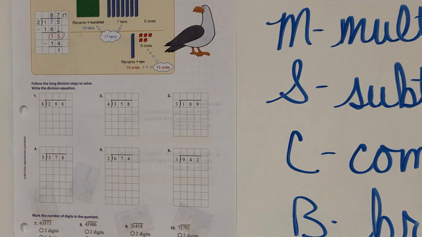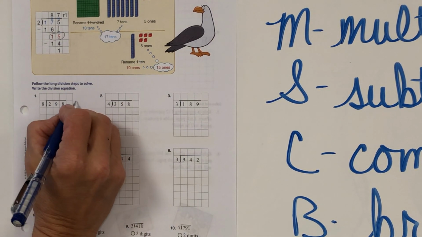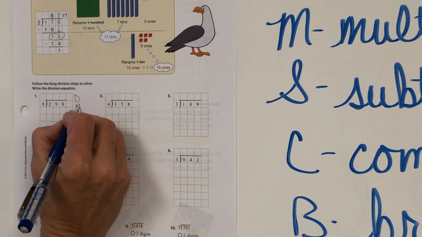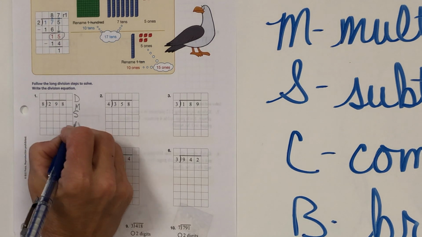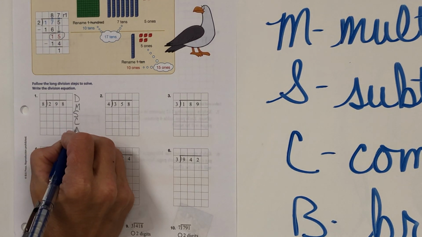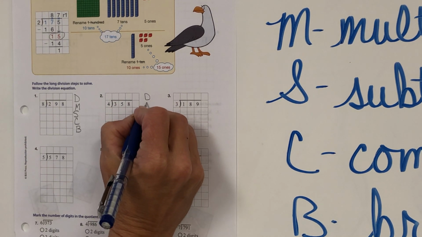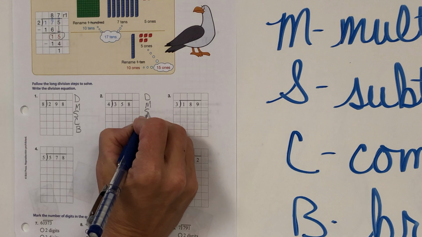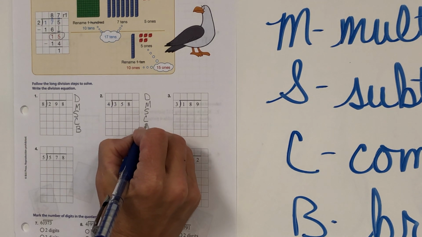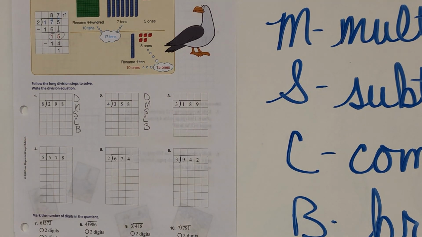All right. What I want you to do on today's work is to write the steps. Divide, multiply, subtract, compare, bring down. And I want you to do this for each of your problems. Divide, multiply, subtract, compare, bring down. All right, on number 1, I'm going to intentionally do it incorrectly to show you how you catch your mistakes.